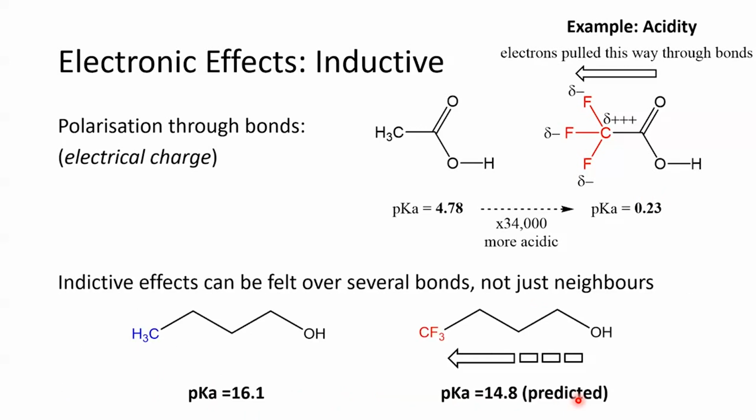These inductive effects can be felt over several bonds, so it's not just over neighbouring bonds. So if we look at a similar conversion of a methyl group to a trifluoromethyl group, we can see that these inductive effects occur over 1, 2, 3, 4, arguably 5 bonds before reaching the acidic proton.